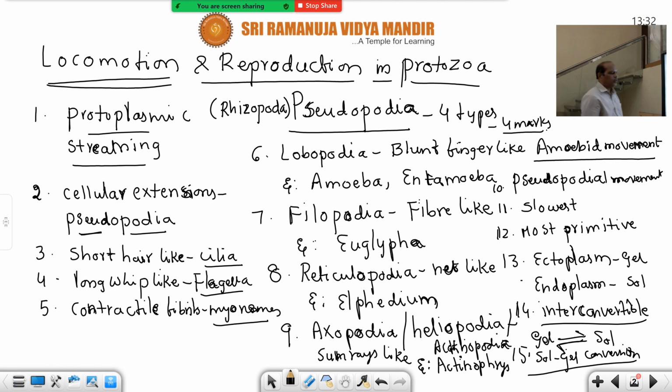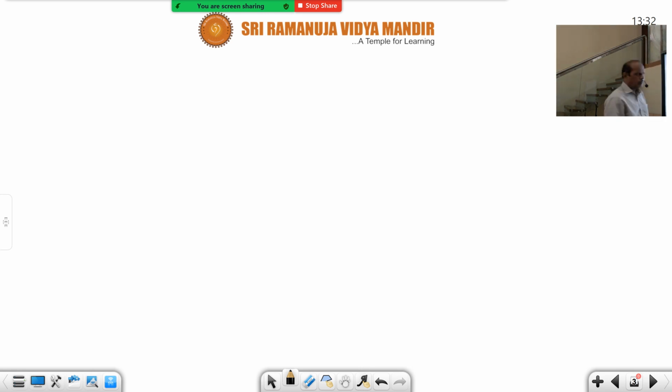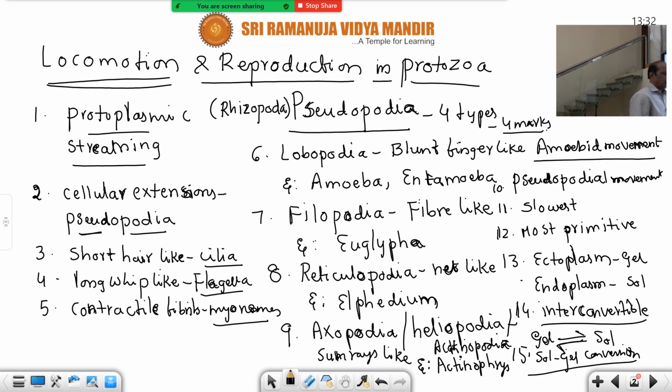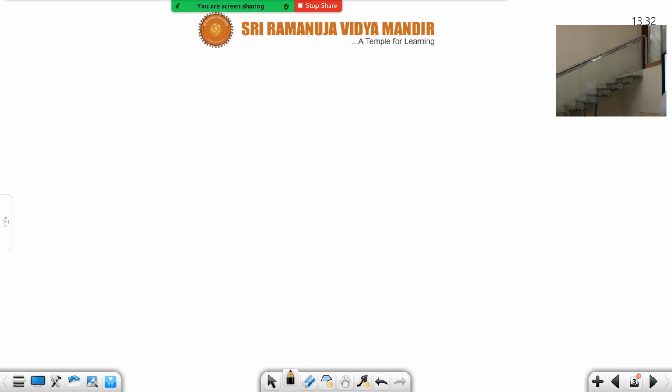But regarding amoeboid locomotion, one controversy is there. Controversy in the sense that different opinions are there. For example, sol to gel and gel to sol, the gel contractility, basing on which there are different opinions. So Allen's fountain zone theory, or front contraction theory, by the scientist Allen. His theory is called Allen's fountain zone theory.